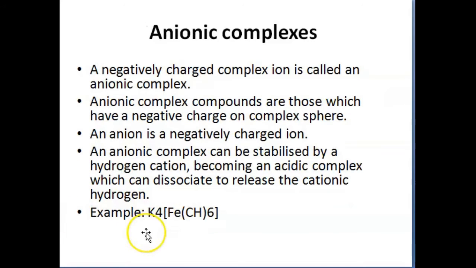And the second one is the anionic complex. A negatively charged complex ion is what we call an anionic complex. Anionic complex compounds are those which have a negative charge on the complex sphere. As we know, an anion is a negatively charged ion. An anionic complex can be stabilized by a hydrogen cation, becoming an acidic complex which will dissociate to release the hydrogen cation. K4[Fe(CN)6] could be an example of an anionic complex.